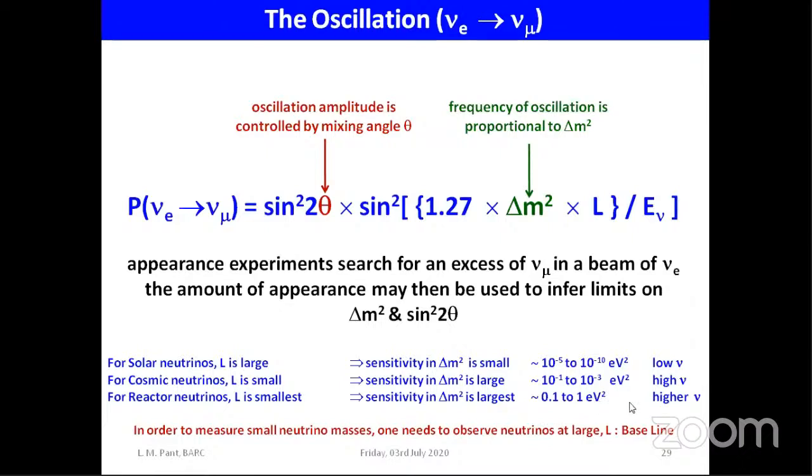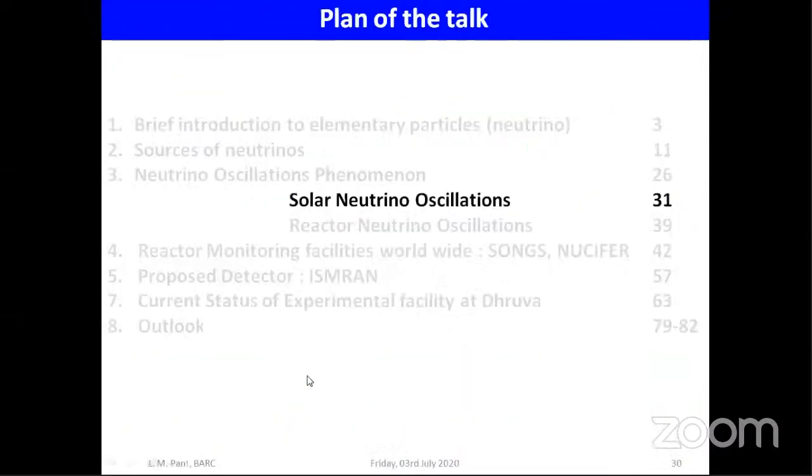In order to measure small neutrino masses, one needs to go to large L, which is the baseline. So a little bit about the solar neutrino oscillation, because this has been resolved. So let us understand what the anomaly was and how it was resolved. And then we will go to the reactor neutrinos.